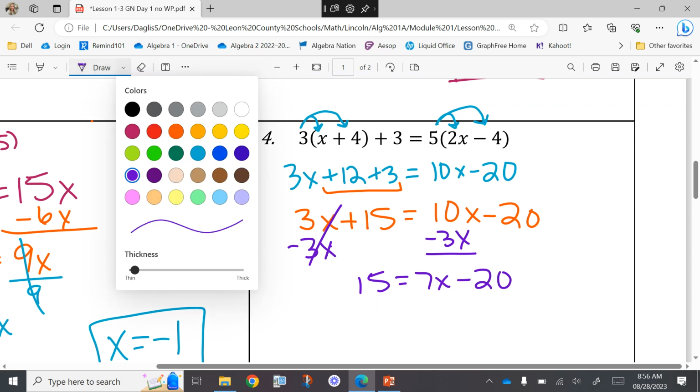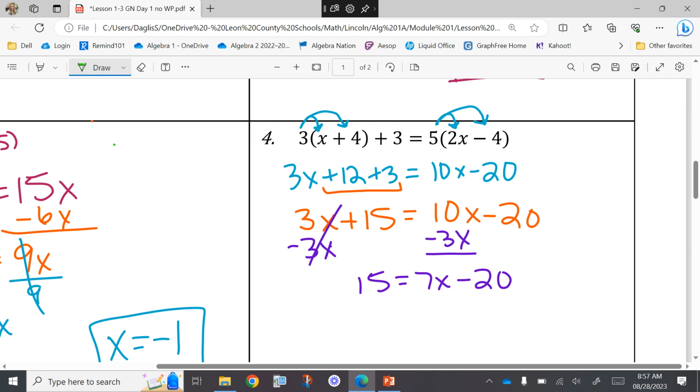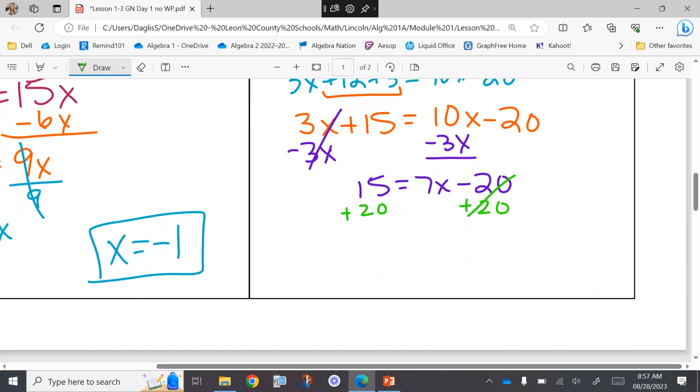All right, what do you want to move now? 15. So I wouldn't move the 15. Because you see how we moved my variable over? Yes? So now I want the thing that's attached to my variable to get over to the other side. So I should move, let's add 20 to the other side. So you have your constants on one side and your variables on the other. I usually like my variable first, but I'm going with what y'all are feeling to do. So I don't want to go against your gut feeling because your gut feeling is right. 15 plus 20, 35 equals 7x.